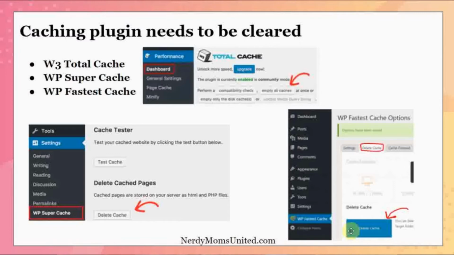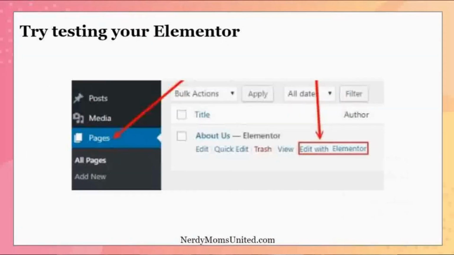Once you're done, we're going to test again and make sure your cache is cleared and that you can actually see the changes you made in Elementor. Again, we're going to go back to that page that you had before. You're going to click on Pages in your navigational bar and find the page that you want to test. Click on Edit with Elementor and make a change and see if it shows up. If it does, then your cache is clear and the rest of your changes should show up.